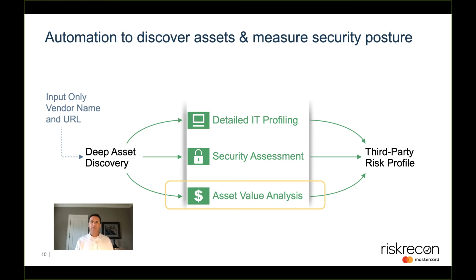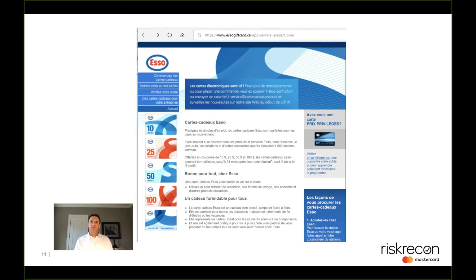And it's this combination of security assessment and identification of security issues and automated asset value analysis that allows us to provide a very complete and thorough third-party risk profile for every organization we assess. Now, just as we took a look at an example of how RiskRecon might discover security issues that exist on a system, we'll also take a look at an example of how RiskRecon might automatically determine and discover the asset value associated with a system.